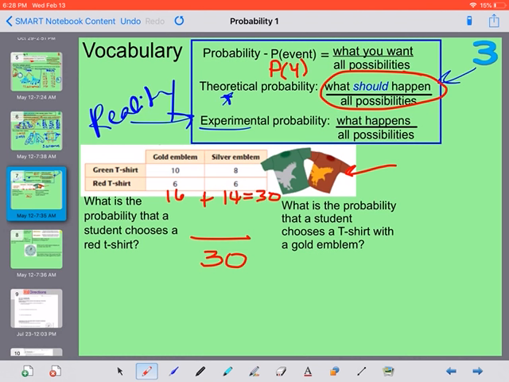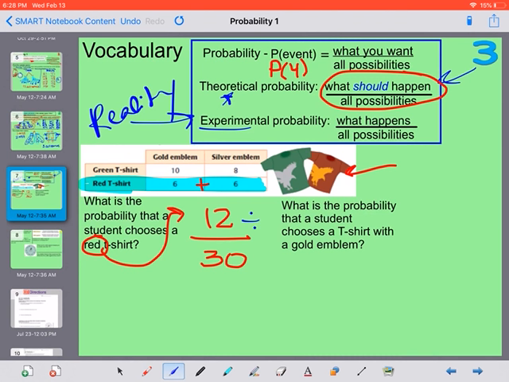So what's our probability that a student chooses a red t-shirt? Well, if we look at the red ones, red t-shirts, there's 2 different kinds of red t-shirts. We need to take both into consideration because they didn't specify which one. So red, there were a total of 12 red t-shirts. 6 plus 6 would give us 12. So our probability of choosing a red t-shirt is 12 out of 30. We can simplify this. I'm going to divide by 6 to make it smaller. So our probability is really 2 out of 5.